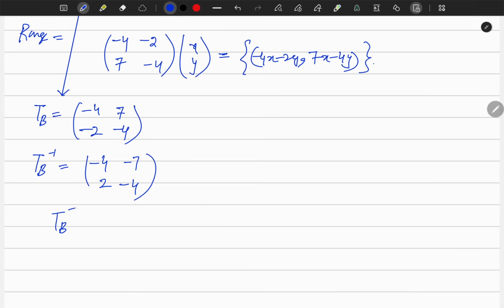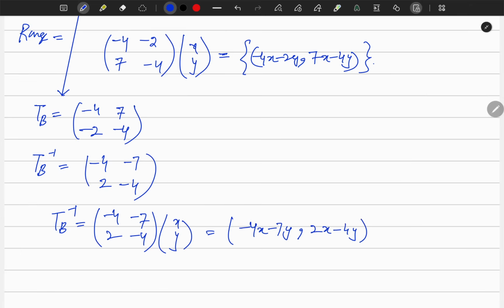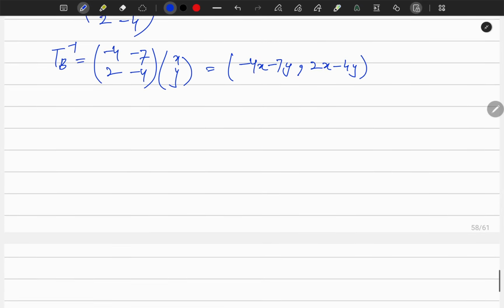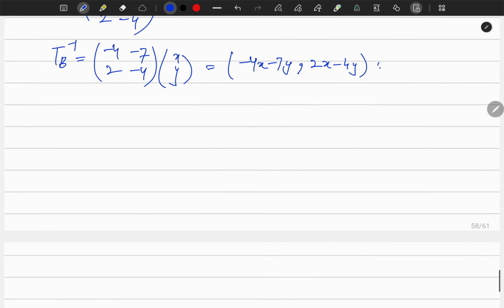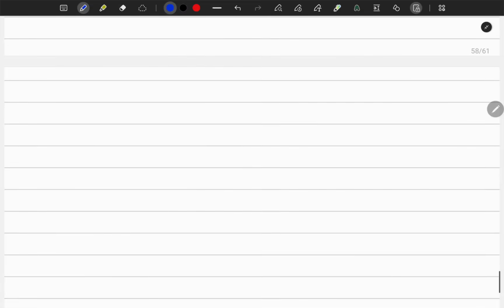If you have to find the inverse transformation in terms of x and y, just multiply it with x and y, so the transformation will be minus 4x minus 7y comma 2x minus 4y. This is a linear transformation. There may be a calculation mistake, I am doing it very fast. Please do the question in a similar way. From one question I have shown all the things to you. Please practice these questions, these are very important.